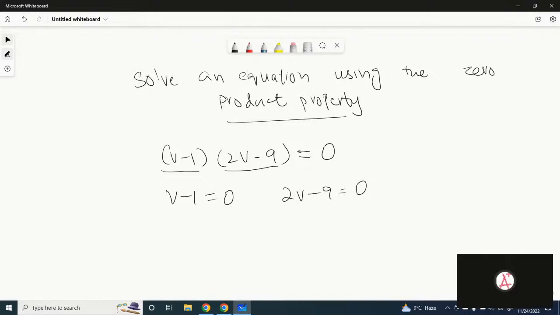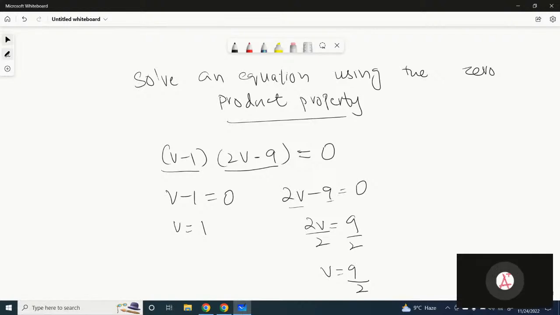Got it? You can find the value of v from here. Move that negative 1 to the other side, it would be positive 1, so v equals 1. And from here shift that negative 9 to the other side, it would be 2v equals 9. You have to find the value of v, divide both sides by 2. It would be v equals 9 over 2. So the roots of the equation are 1 and 9 over 2. Whenever you have a quadratic equation written in the zero product form, you can use the zero product property and find the values of both the roots. It would be v equals 1 or v equals 9 over 2.